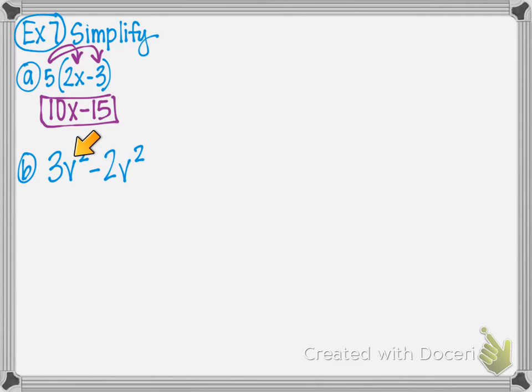B. V squared and V squared. Since they're like terms, you can combine them. So it's 3V squared minus 2V squared. Keep the variable. Combine the numbers. 3 minus 2 is 1. And you don't really have to put the 1 there. That's optional.